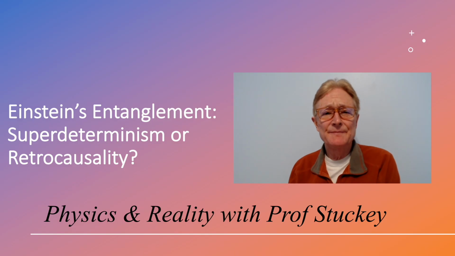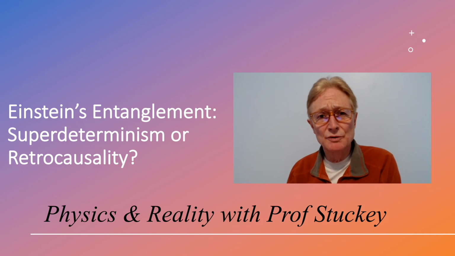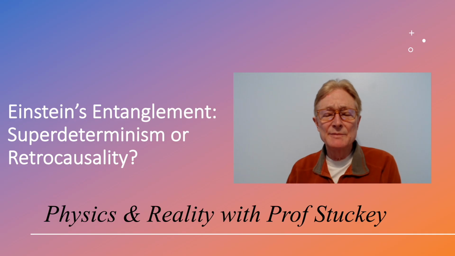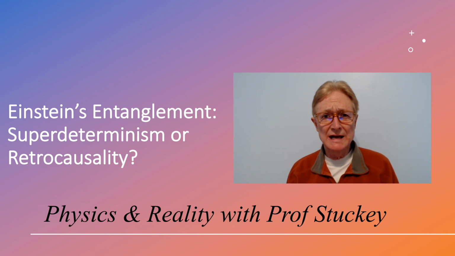In this video I'm going to explain how some people account for the violation of Bell's inequality by opting for the violation of statistical independence using superdeterminism or retrocausality. When I'm done, you'll appreciate why this solution to Einstein's entanglement has very little support in the quantum foundations community.